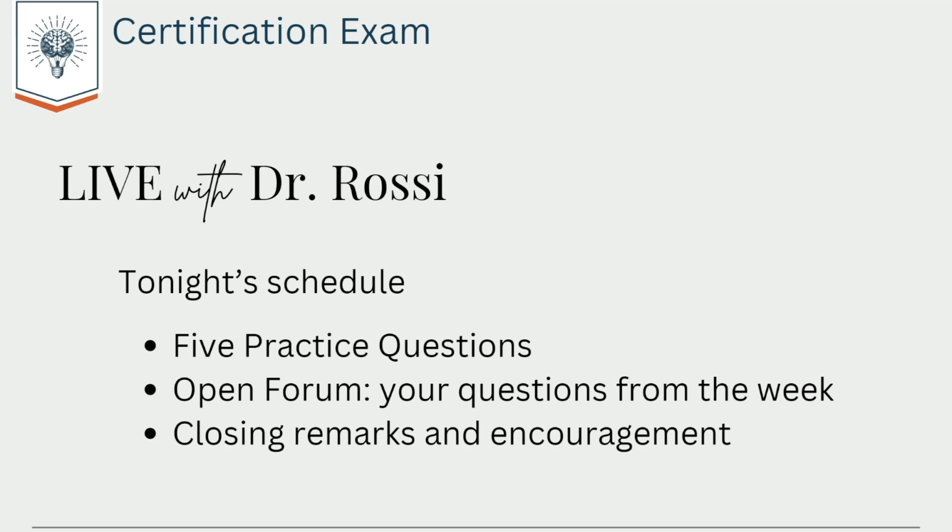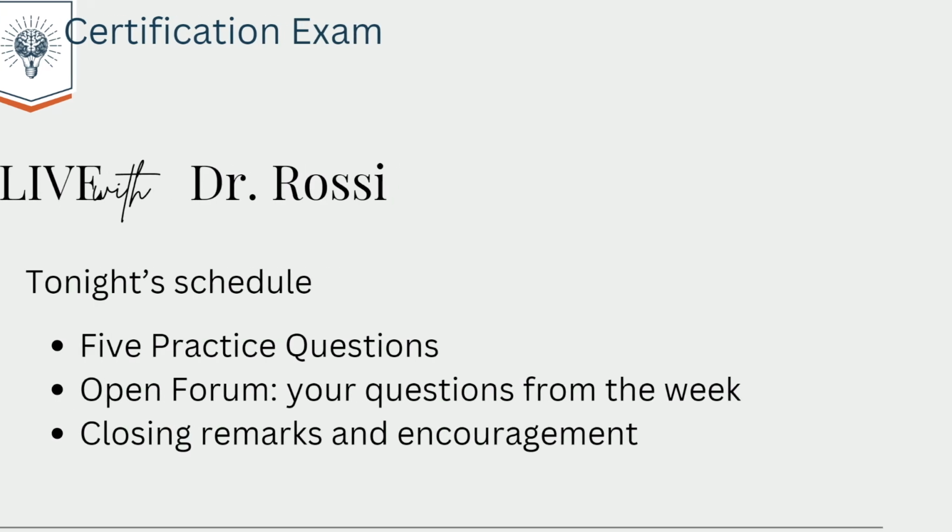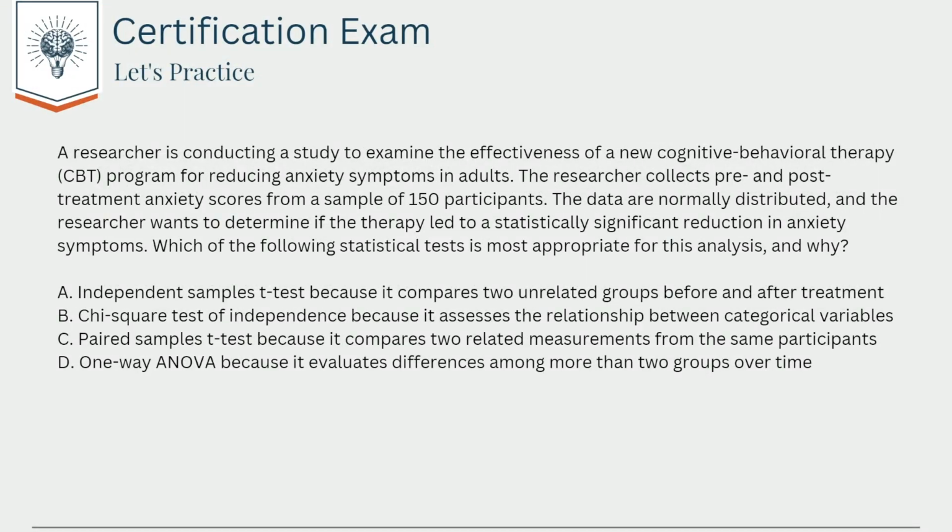First question. A researcher is conducting a study to examine the effectiveness of new cognitive behavioral therapy, or CBT, in reducing anxiety symptoms in adults. The researcher collects pre- and post-treatment anxiety scores from a sample of 150 participants. The data are normally distributed, and the researcher wants to determine if the therapy led to a statistically significant reduction in anxiety symptoms. Which of the following statistical tests is most appropriate for this analysis and why?